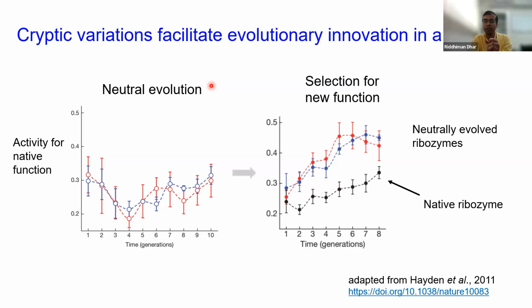And what they observed was very interesting, right? The native ribozyme that did not go through the neutral evolution was actually adapting much slower than the ribozyme molecules that experienced neutral evolution. So they also explored the genotypic basis, right? What are the mutations that actually helped in adaptation in these neutrally evolved ribozymes?